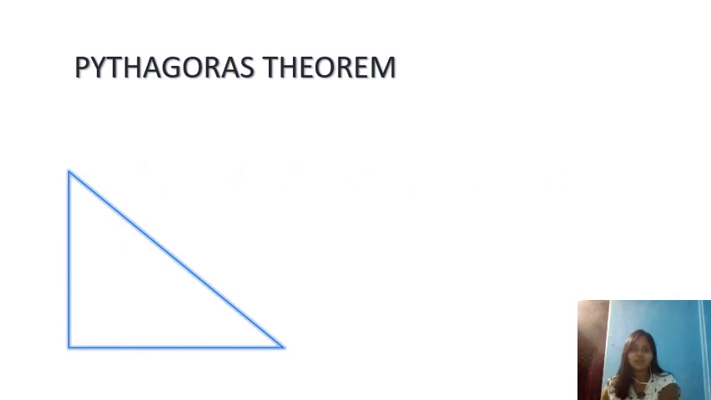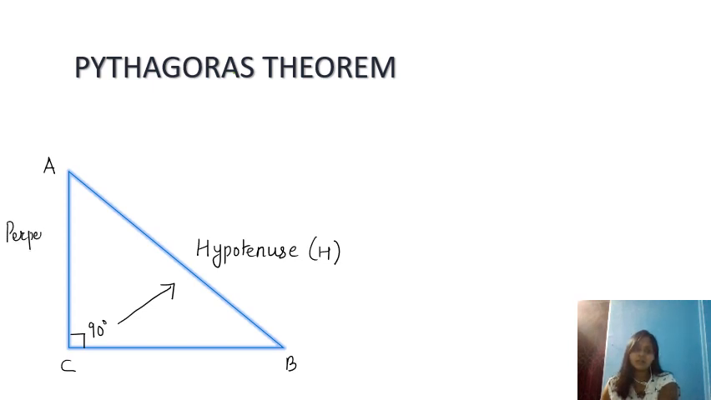In Pythagoras theorem, we are talking about a right angle triangle ABC. Here, angle C is equal to 90 degrees, and the side which is opposite to 90 degrees we denote as the hypotenuse. We call it the longest side, the hypotenuse. We denote it by capital H. Then any side as perpendicular, so capital P, and the leftover side, that is the base, so B.